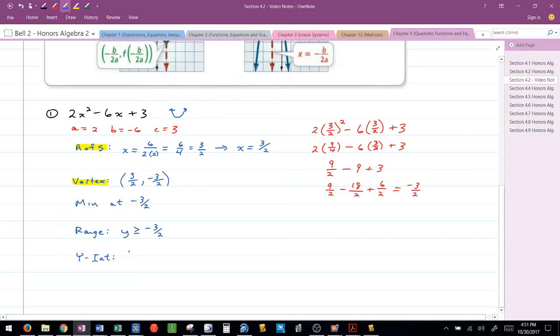Now the y-intercept, by definition, is 0, c. So in this case, it's going to be 0, 3. Now, this is all the information that we have to do for these problems. And if you think about it, this would allow me to graph this quadratic by using this information: the vertex, the axis of symmetry, whether it opens up or down, and the y-intercept.